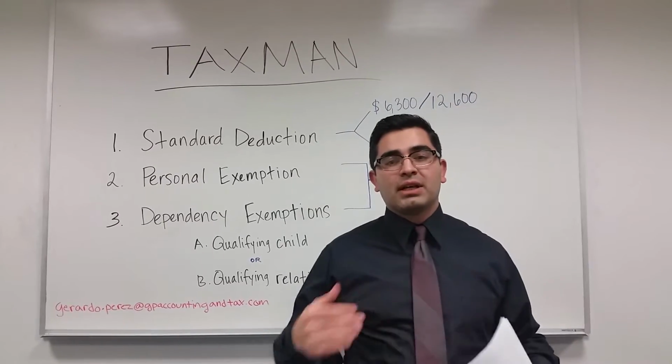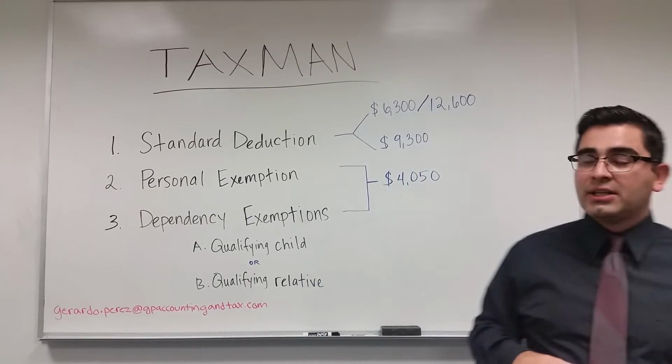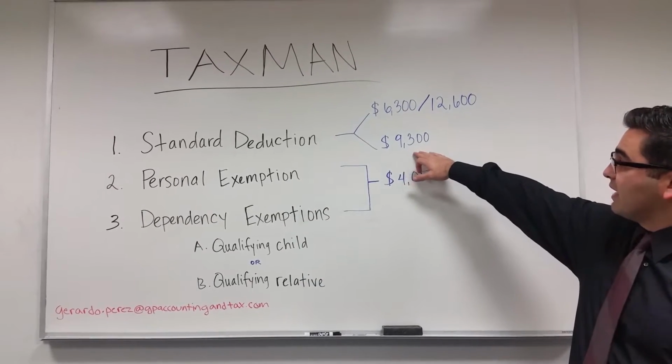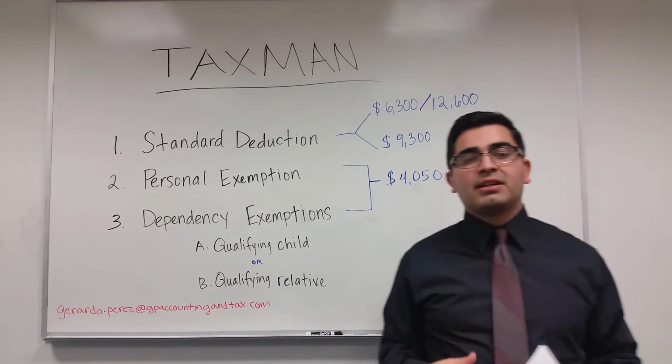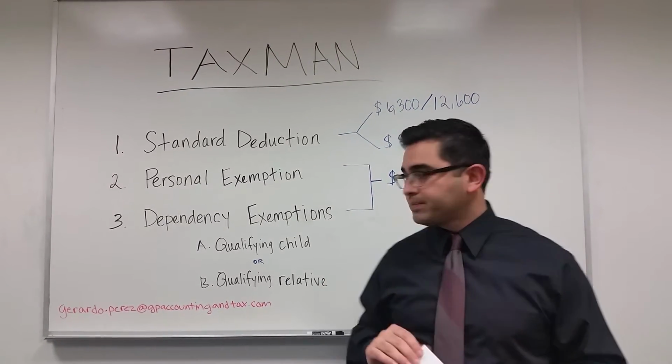Next, it's the head of household filing status. If you select the head of household filing status, you receive, I should say, a $9,300 standard deduction to offset your taxable income.